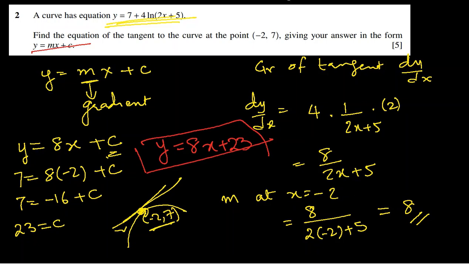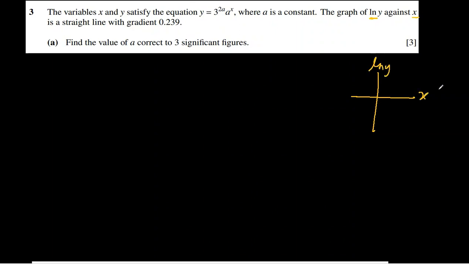Moving on, question number 3. The variables x and y satisfy this equation, where a is a constant. The graph of ln y against x, let's visualize this, gives a straight line with gradient 0.239. 0.239 will be very shallow, a very low gradient. 0.239. This is the one.